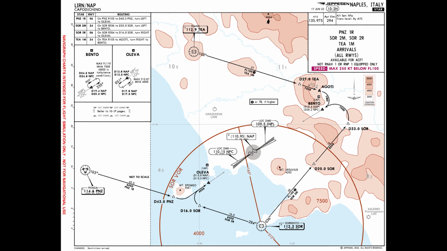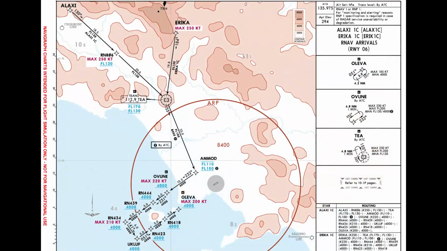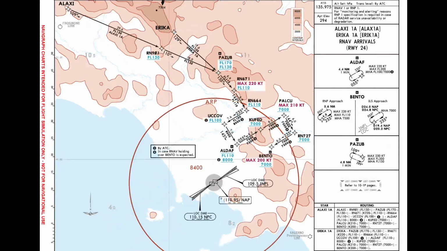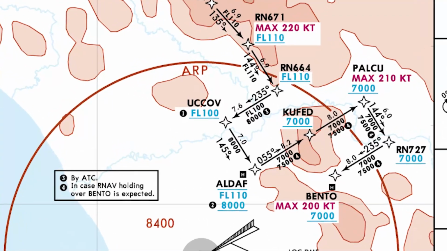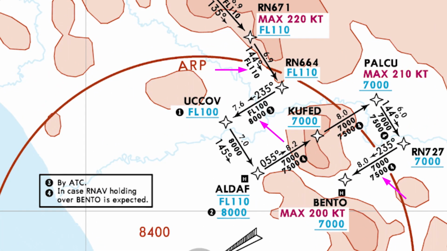You have standard arrivals, so conventional arrivals, and you also have the RNAV arrivals, which lead you to the initial approach fixes Oliva or Bento. As you can see here on this chart, there is high terrain to the north and to the east of the airport, and so the arrival route has very high initial approach altitudes.